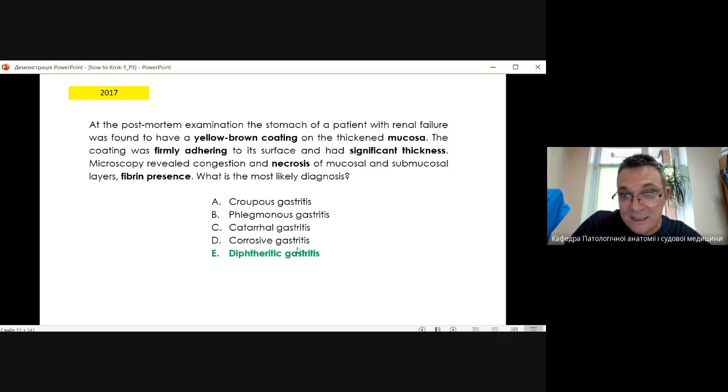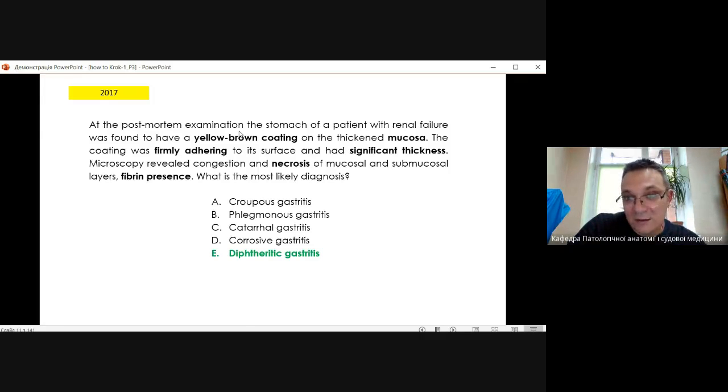So in this case we are dealing with a particular subtype of fibrinous inflammation, and then we see the key things associated with this kind of inflammation. You know that there are diphtheric and croupous types of fibrinous inflammation, but when you have a firm adherence to the surface of the mucosa, you see the significant thickness, and on microscopy you see the significant layer of necrosis.